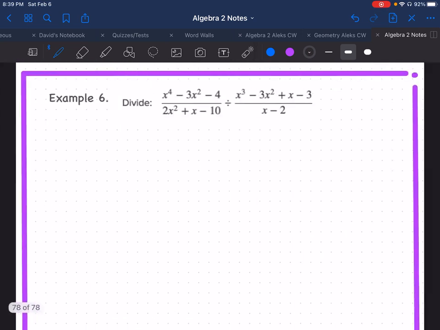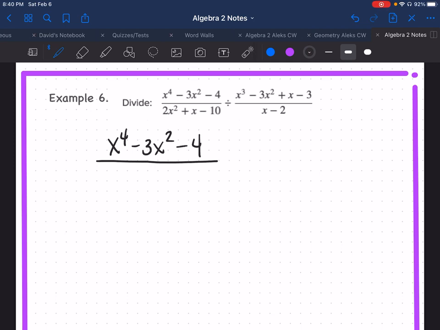Okay, the last thing I want to show you is how to divide polynomials where you have x terms, x to the 4th we see in the first one, and then 2x squared and so on. So we're going to factor. But before we do, we want to do the KFC. So we're going to keep the first rational expression just how it looks.